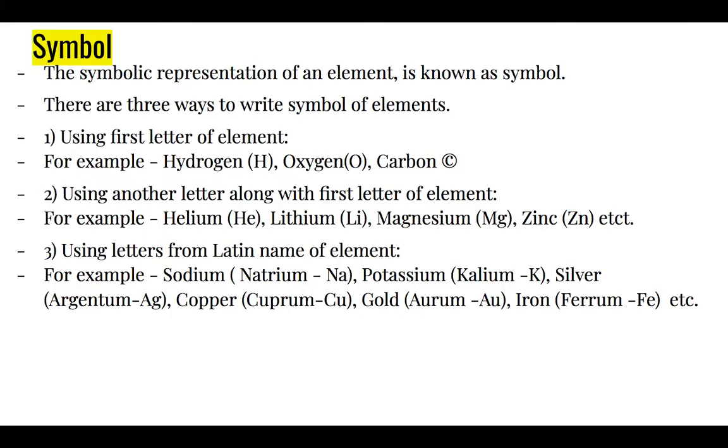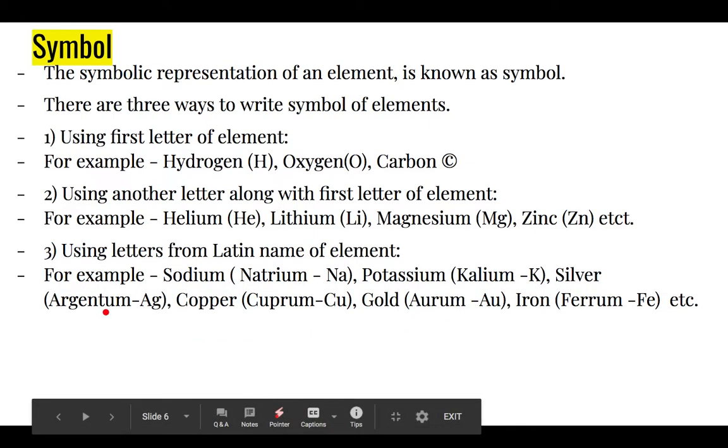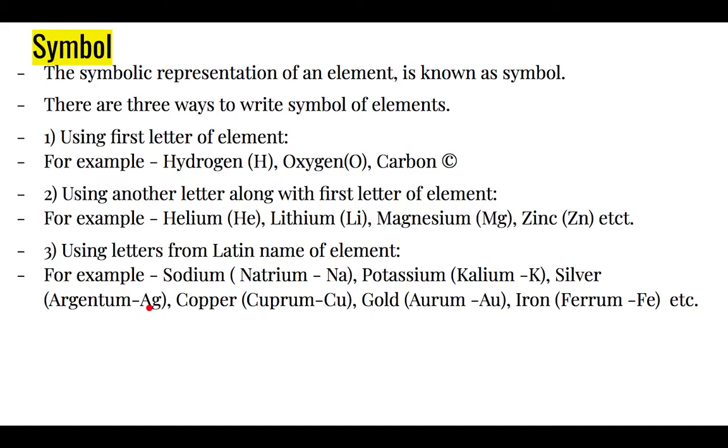Similarly, another way is taking the Latin name of those elements. Example, sodium. The Latin name of sodium is natrium, so from natrium, the symbol of sodium is Na. Similarly, potassium, the Latin name is kalium, so the symbol is K. Silver, the Latin name is argentum, so that's why Ag. Copper, the Latin name is cuprum, so the symbol is Cu. Gold, aurum, so Au. Iron, the Latin name is ferrum, so the symbol is Fe.